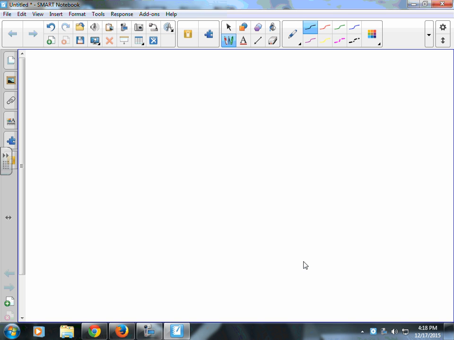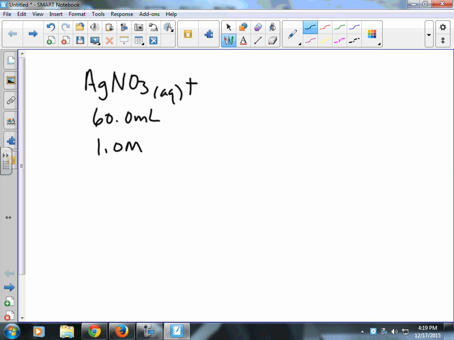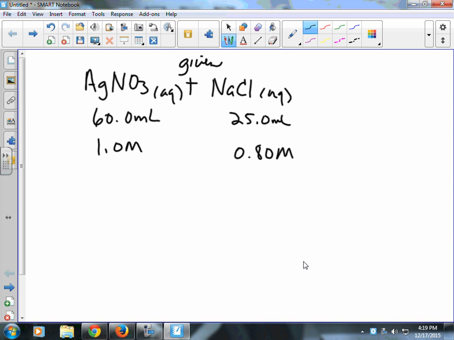The information that you need from it is that you have two reactants: silver nitrate, 60 milliliters of 1 molar solution, aqueous of course, reacting with sodium chloride, aqueous, 25 milliliters of 0.80 molar. So these are your two givens, and since they are both reactants, this is a limiting reactant problem, which you found in number 8.